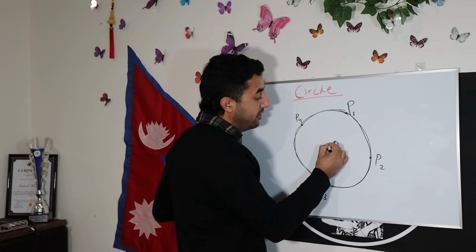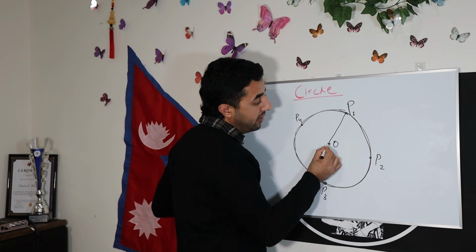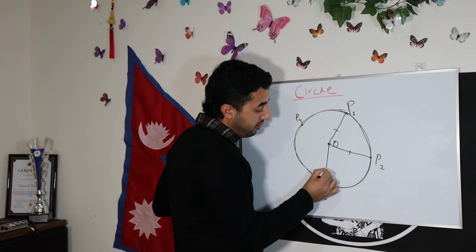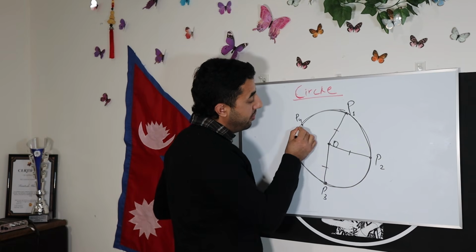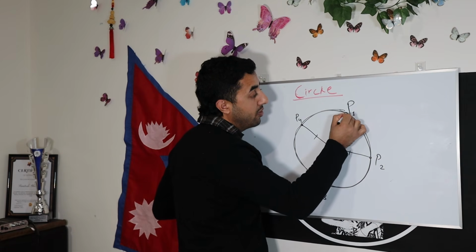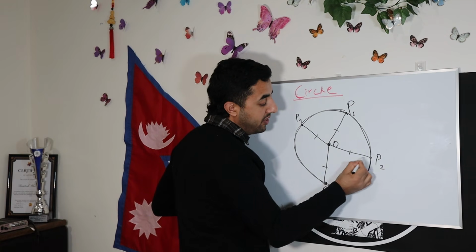Fixed distance means the distance from center of circle to this P1 position, and the distance from center of circle to P2 position is same. And the distance from center of circle to P3 position is same. Distance from center of circle to P4 position is same. So the path traced out by this moving point from a fixed point by taking a fixed distance.